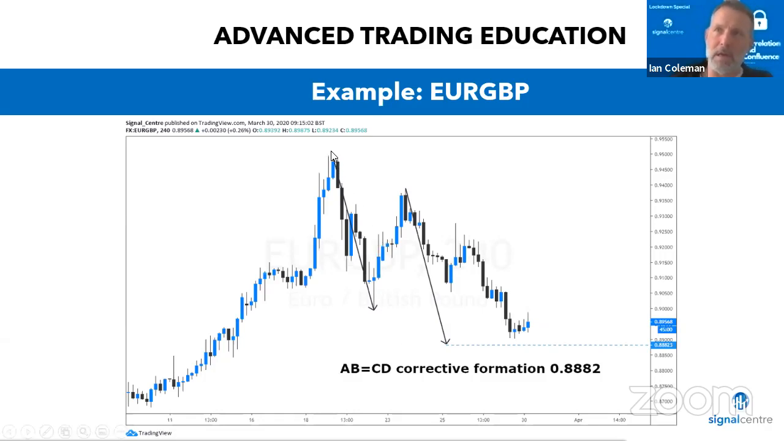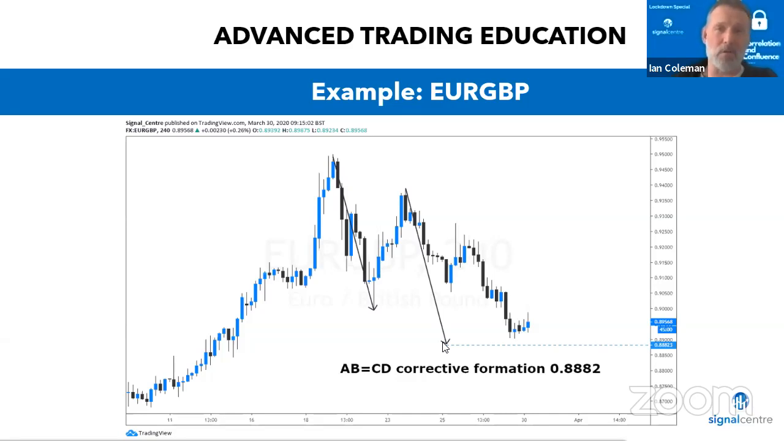So all you do is get an arrow or line on your chart. You take the swing high to the swing low. That forms your AB. You then project that over. You can normally drag and drop onto your next swing high, and that gives you a target zone. So we know that we've got an AB equals CD corrective formation target zone at 88.82.